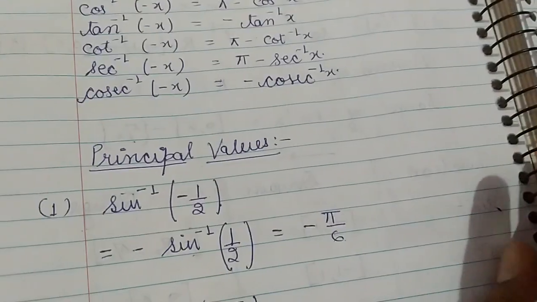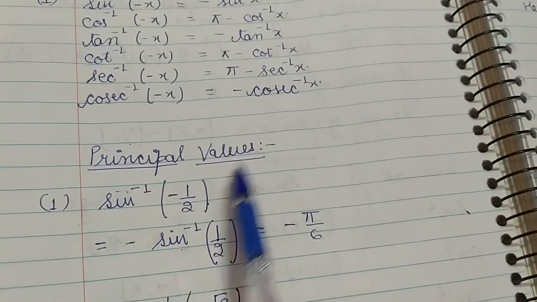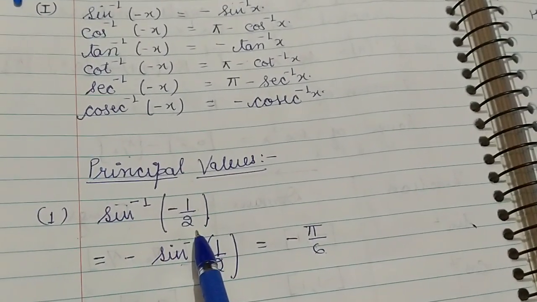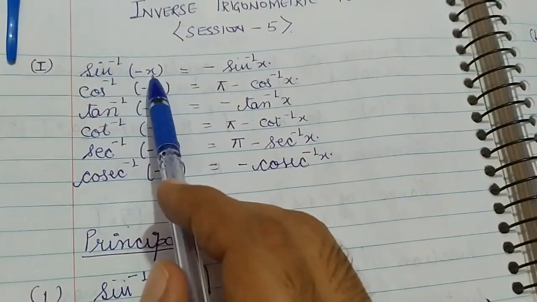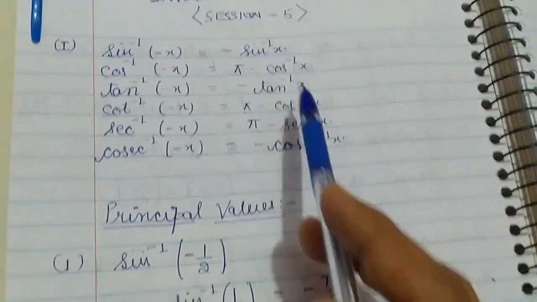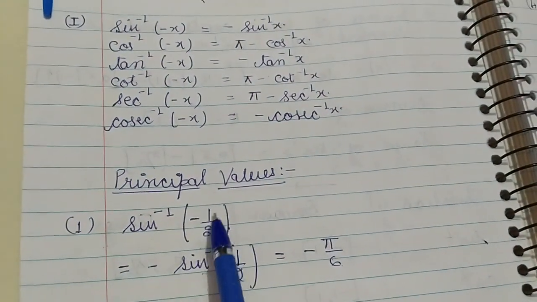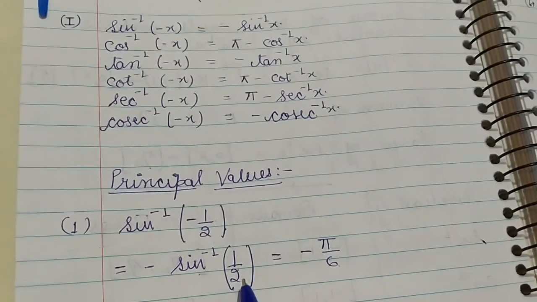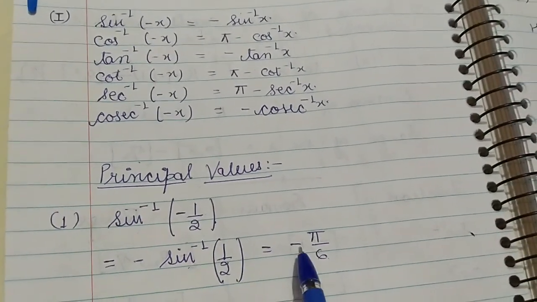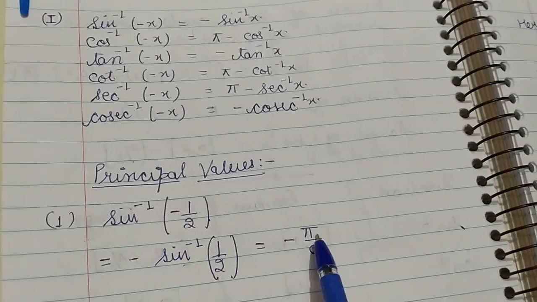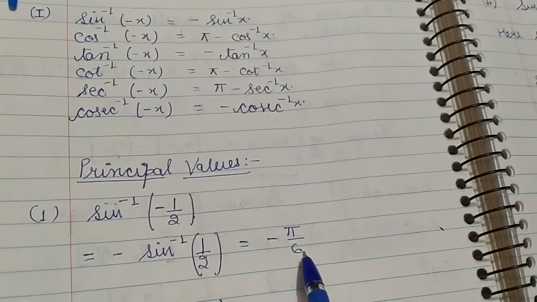So our first problem is, what is the principal value of sine inverse of minus half? Since we know that sine inverse of minus x is equal to minus of sine inverse x, we can write sine inverse of minus half is equal to minus of sine inverse half. Negative sign as it is, and the value of sine inverse half is equal to pi by 6.